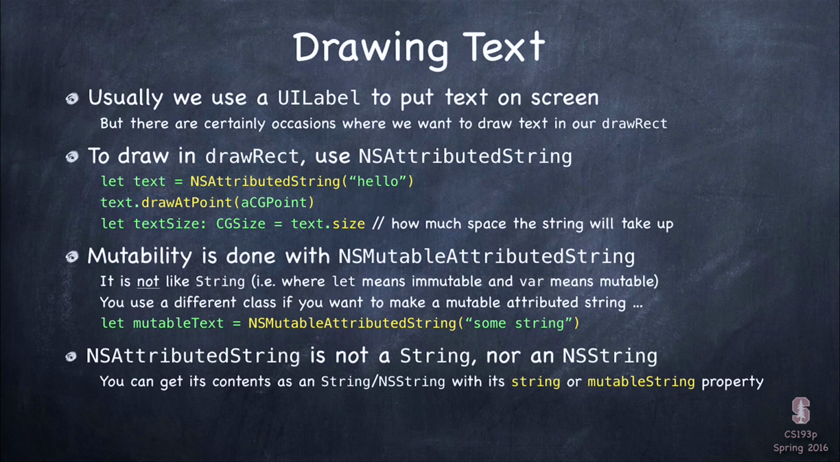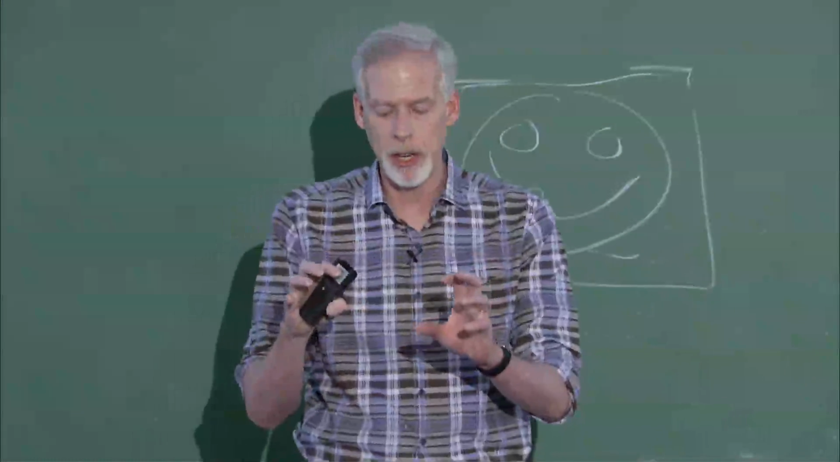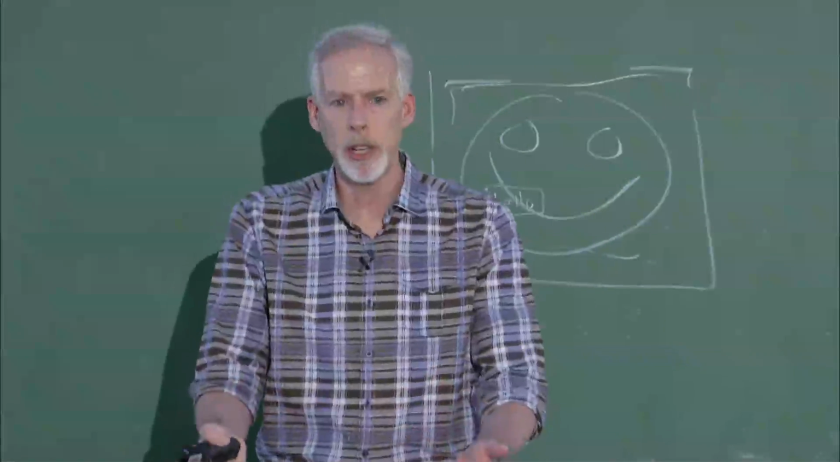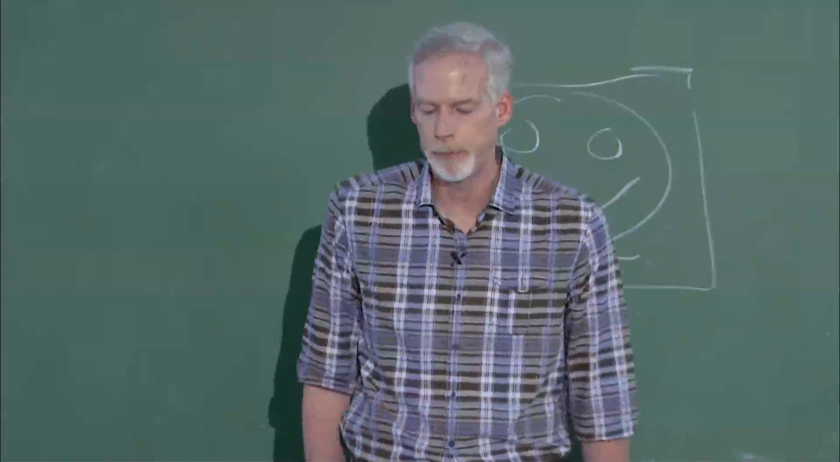By the way, NSAttributedString is not a Swift string, nor is it an NSString, the Objective-C string. It's its own thing. It does have a property called string and another property called mutableString that will give you back a String or NSString using that bridging thing. But it itself is not a string. You can't pass it as an argument to something that's accepting a string. NSAttributedString is a different thing.